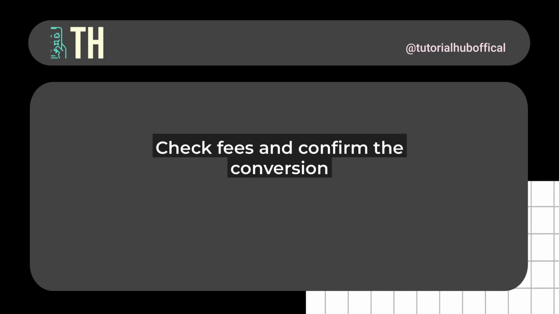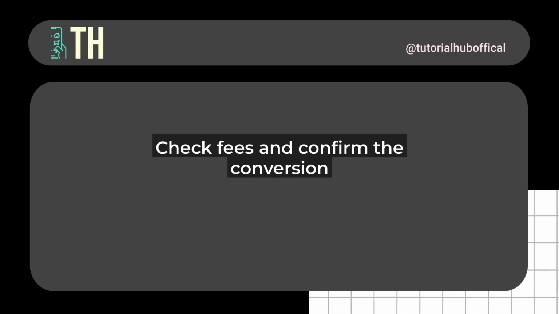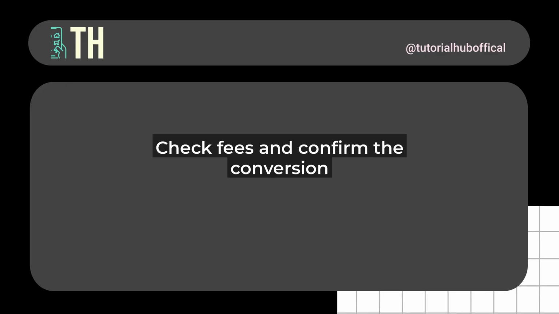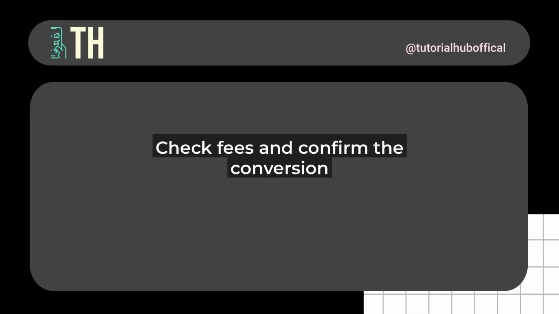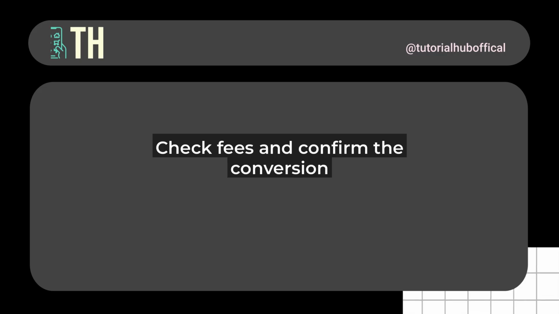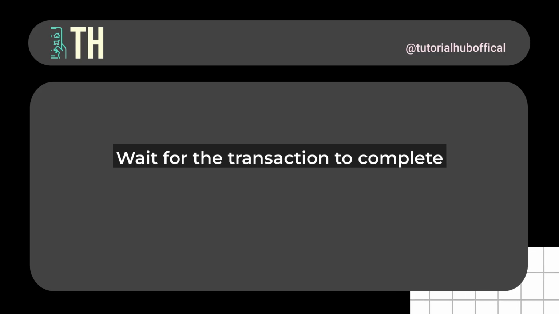Enter the amount of ETH you want to convert, and you'll see a real-time estimate of how much GBP you'll get, factoring in current market rates and any fees. Before you hit confirm, double-check for transaction fees. Binance usually has competitive rates, but they can vary, so keep an eye on that to avoid surprises.